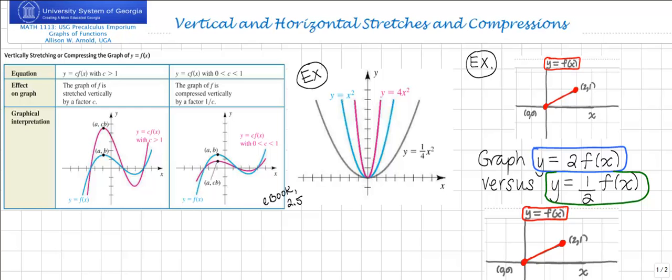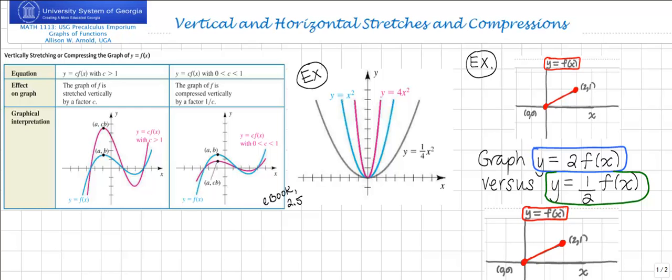If it's a vertical stretch, then you're multiplying your entire function by a number that is greater than 1. If it's a vertical compression, you're multiplying your function, which is your y values, by a number that is between 0 and 1. So smaller than 1, but definitely positive. Okay, look at the parabola example I've given you from your ebook.